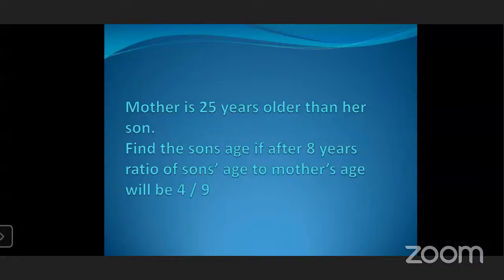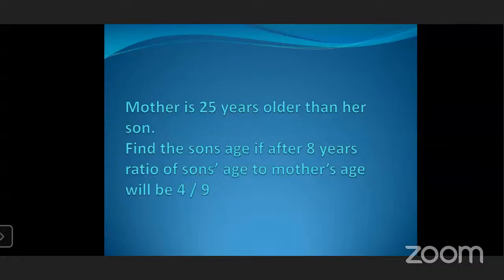Very simple thing, remember: in age problems, first take whoever is younger, whoever's age is less, as x. Now between mother and son, the son's age would be less. Understand what is given in this question. Mother is 25 years older than her son. Meaning if the son is 5 years old, the mother is 25 years older, add 25 to 5, the mother's age will be 30. Sorry, if the son is 15, you add 25 to it.